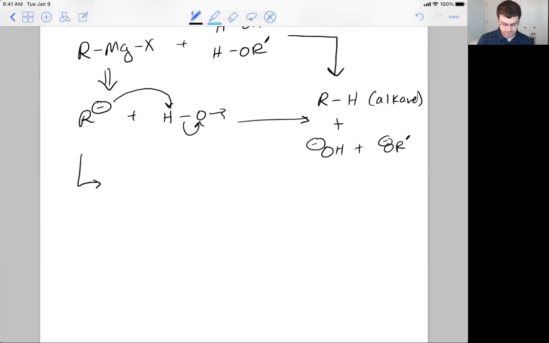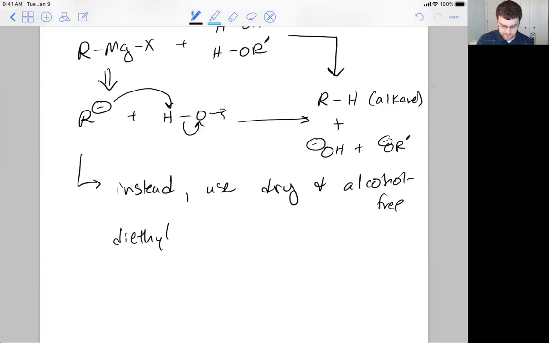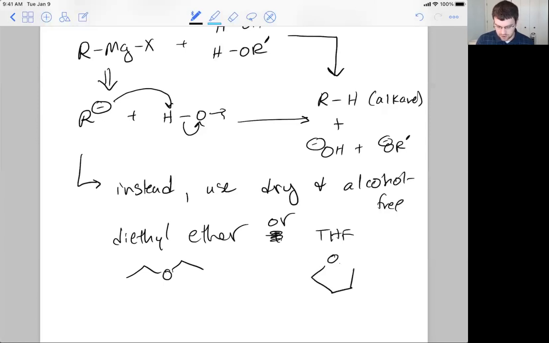So instead, we use dry, alcohol-free diethyl ether. And that's the one I'm going to put on the exams. For the predict-the-products questions, I'll use diethyl ether. These days, it's a little bit more convenient to use THF. You don't have to worry about THF too much, and I'll try to stick to diethyl ether. But THF is just a cyclic form of diethyl ether. It's a little bit easier to come by. Anyway, so that's an issue with Grignard reagents.